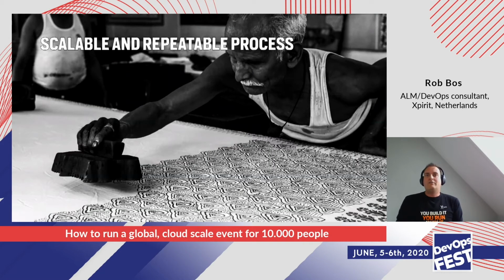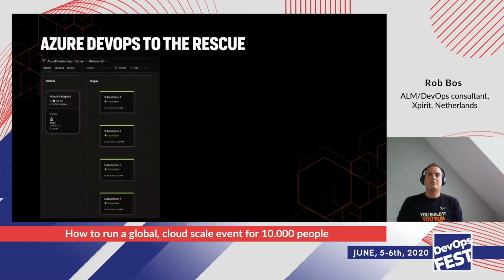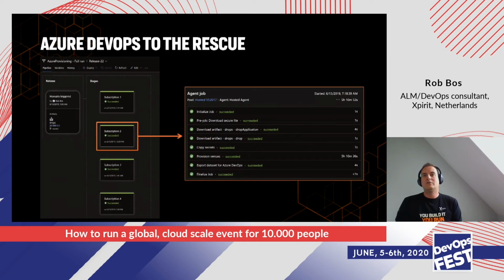I already mentioned we want to have a scalable and repeatable process. We are doing 90 venues worldwide, 1,200 teams that we need to provision. So we started using Azure DevOps to run all the tooling that we need to provision everything inside of Azure. You can see that we had 4 subscriptions in there and we were running them simultaneously. In one of those stages, for subscription 2 in this case, when we start such a stage, we download the console application, give it the secrets that it needs to do something to Azure, and then we say, go provision all the venues.